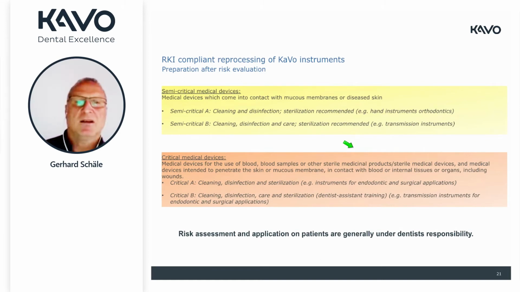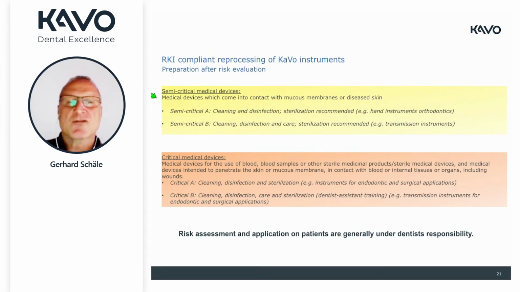Semi-critical, it's described here, are instruments which come into contact with mucosa, with membranes, or with diseased skin. And here we divide it, but this is something you know already, in semi-critical A and semi-critical B. Both should be cleaned and disinfected, and sterilization is recommended.